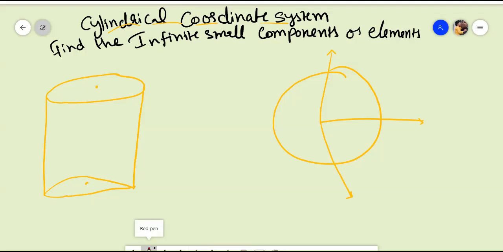Okay, so we know that this direction is the z cap. If we move in this direction by a small distance, then this will be called dz. Okay, dz will be the infinitesimal component or element along the Z direction.